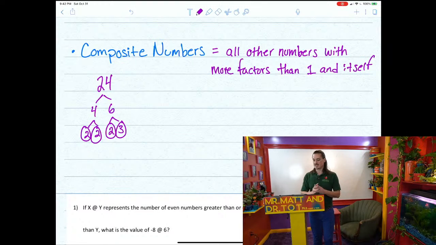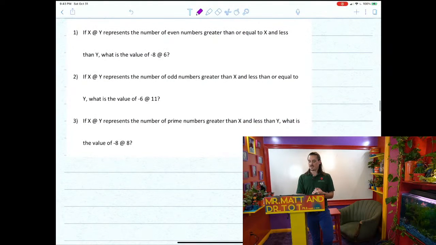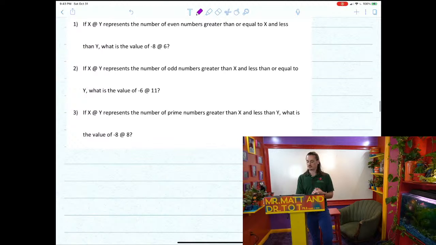Question number 1 asks, if x at sign y represents the number of even numbers greater than or equal to x and less than y, what is the value of negative 8 at sign 6? Question 2 asks, if x at sign y represents the number of odd numbers greater than x and less than or equal to y, what is the value of negative 6 at sign positive 11? And question 3 says, if x at sign y represents the number of prime numbers greater than x and less than y, what is the value of negative 8 at sign positive 8?